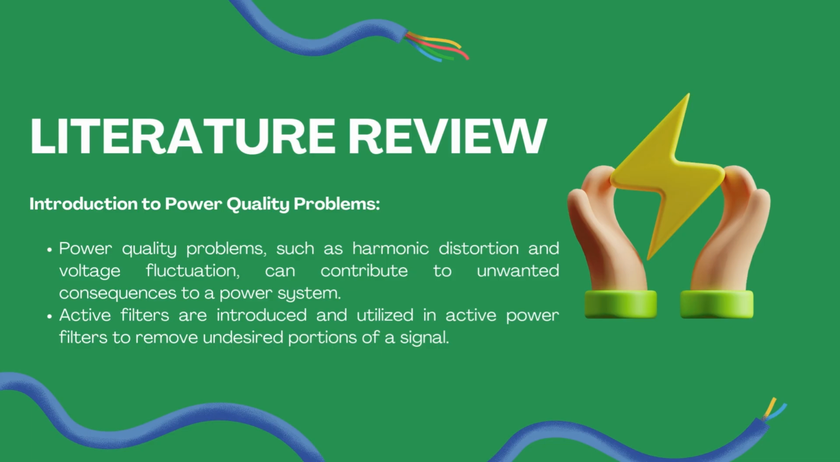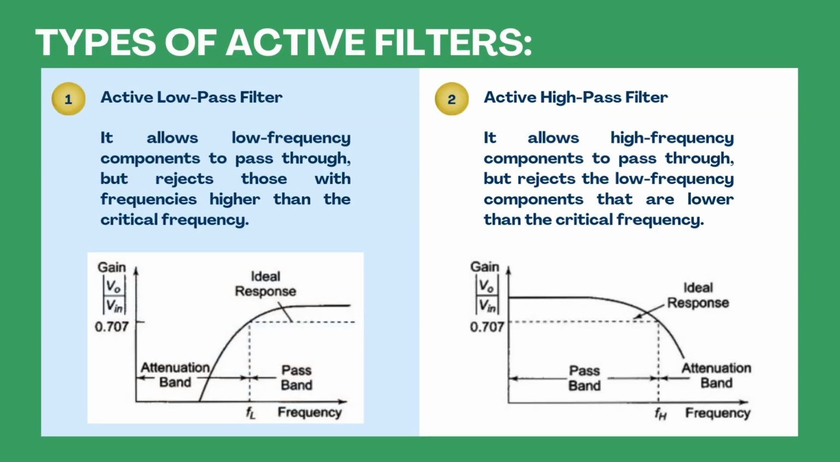Firstly, I would like to introduce the power quality problems. Power quality problems such as harmonic distortion and voltage fluctuation can contribute to unwanted consequences such as system overheating and instability. So to solve these problems, active filters are introduced and utilized in active power filters to remove undesired portions of a signal. So there are four types of active filters.